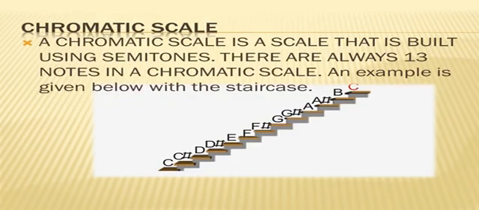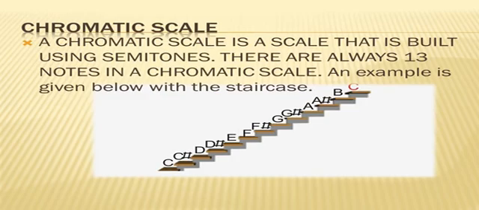Chromatic scale is a scale that is built using semitones. There are always 13 notes in the chromatic scale. An example is given below with the staircase that we've seen before. So let's count: 1, 2, 3, 4, 5, 6, 7, 8, 9, 10, 11, 12, 13. Always take note that the 13th note is a repetition of the first note. Okay, so we have C here and we have a C here. They are all the same.